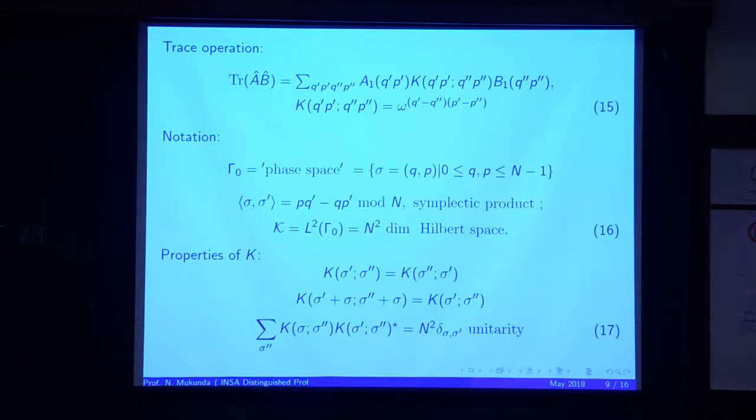also introduce an n squared dimensional Hilbert space, script K, which is the set of all square summable functions on the phase space. Now, the properties of the kernel appearing in the trace are very simple in the discrete case as in the continuous case. There is symmetry, there is translation invariance, and the thing is essentially unitary. Except for a scale factor n squared, it is unitary.